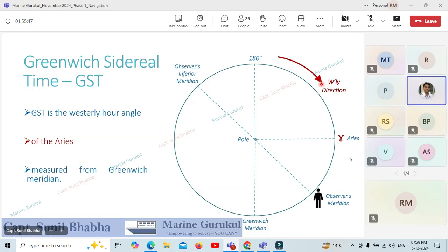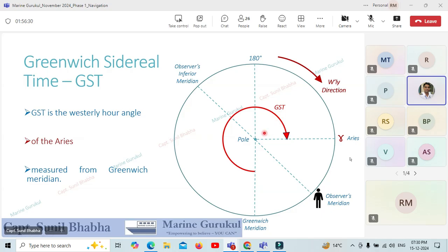You have the westerly direction marked clockwise. Now this particular red color angle which you see is the Greenwich sidereal time. So GST is the westerly hour angle. You can see it is measured in the westerly direction, clockwise direction, of the first point of Aries. You see it is measured up to first point of Aries and it's measured from the Greenwich meridian. This is the Greenwich meridian. Starting from the Greenwich meridian, going in the westerly direction or the clockwise direction up to the first point of Aries, this particular angle gives you the Greenwich sidereal time.